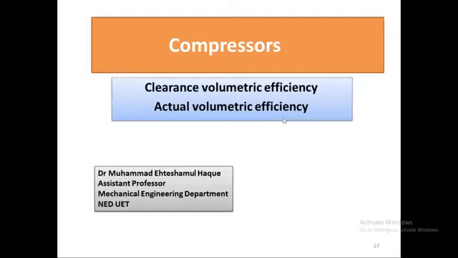So today the focus is to derive an equation for the clearance volumetric efficiency and actual volumetric efficiency, and then look at an example problem for that. So let's get started.